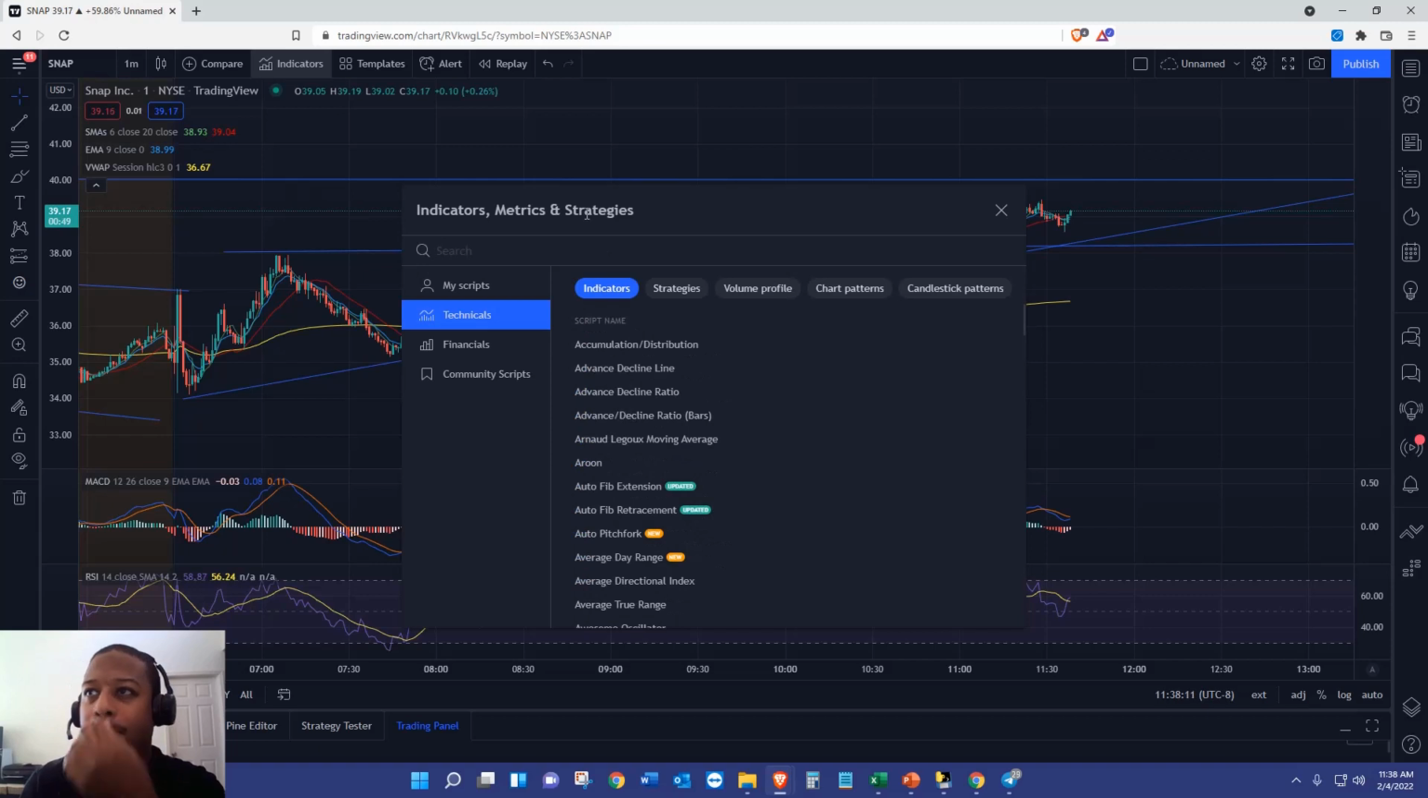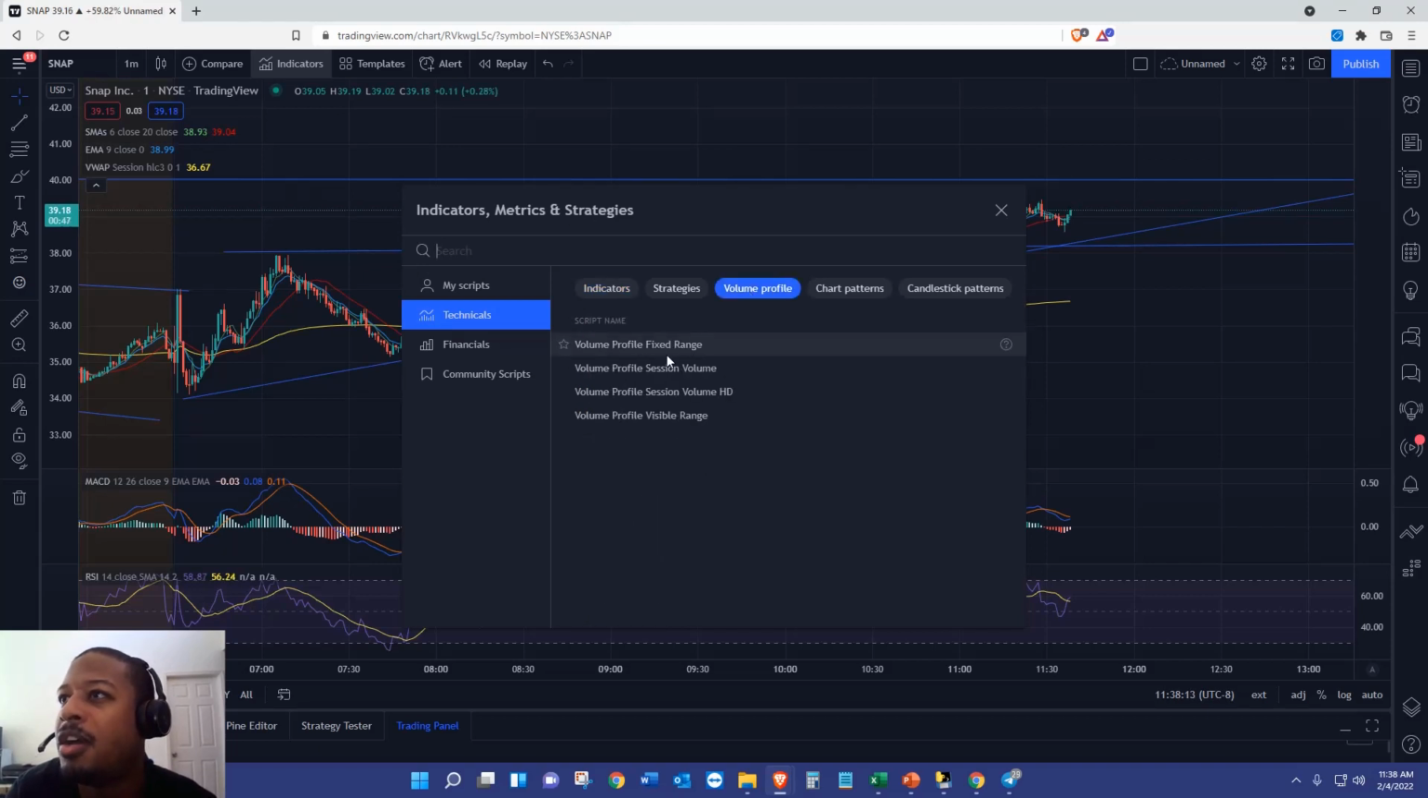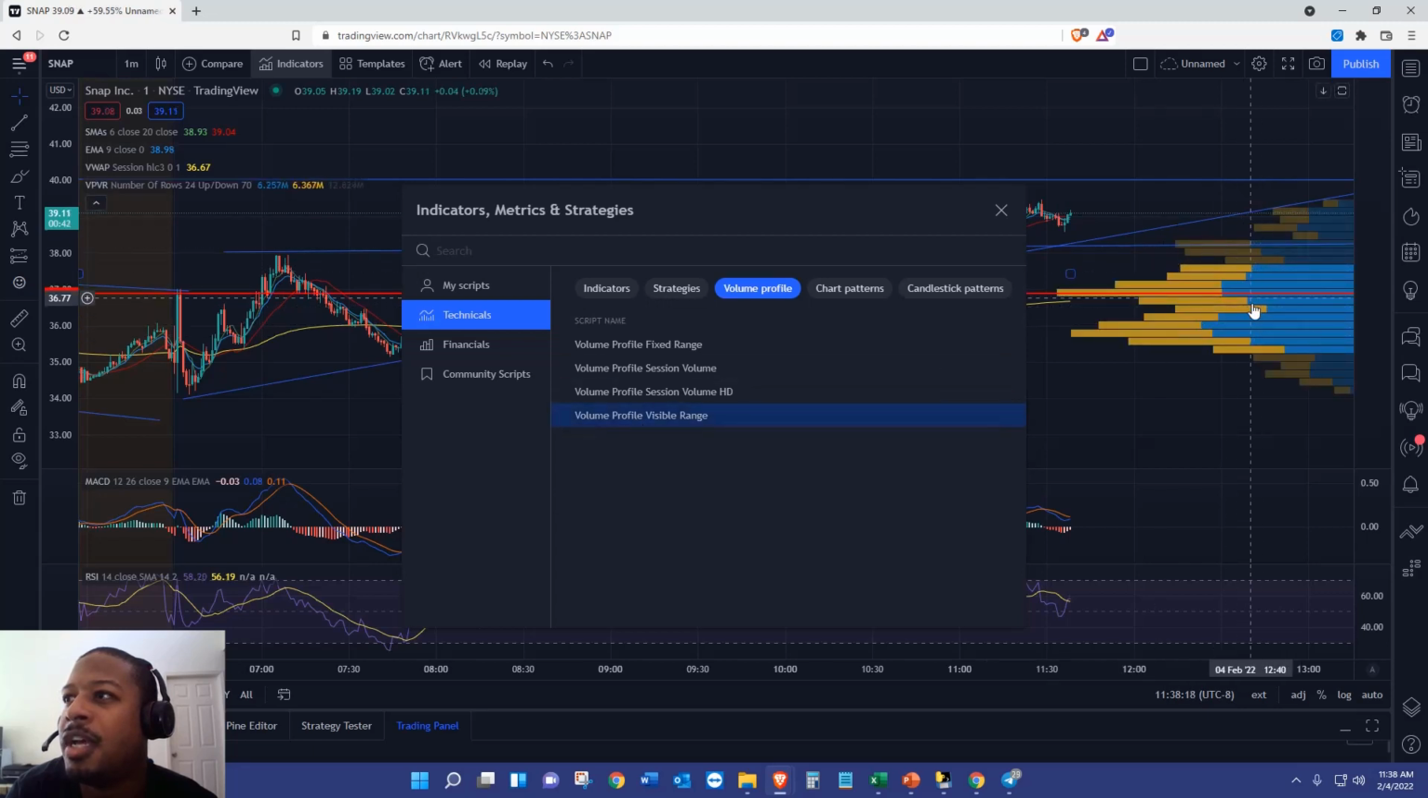Let's do volume profile. We're going to add the visible range. See, there it is on the side.